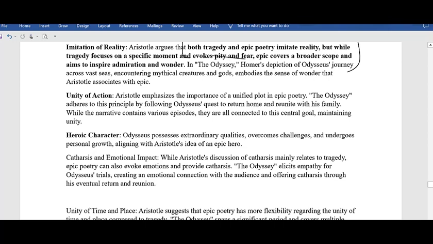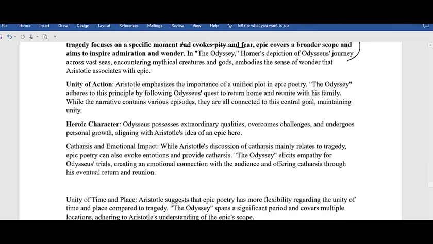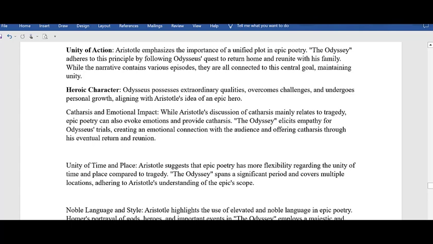Then there is unity of action. By unity of action, we mean that whatever actions are going on are not disconnected from each other. For instance, if we take the example of the Odyssey, all the episodes which happen finally take the main narrative forward, which is Odysseus's journey from the war to home. That's the journey that Odysseus has to make. Then you have heroic character. Odysseus possesses extraordinary character, and Aristotle also emphasized to a great extent the character and the development of the character.